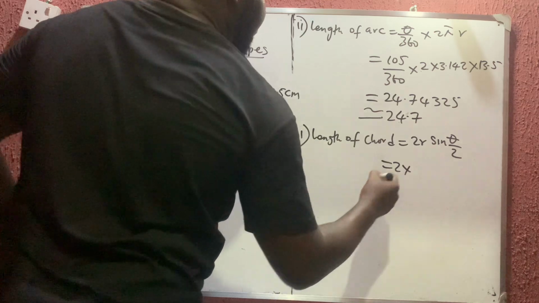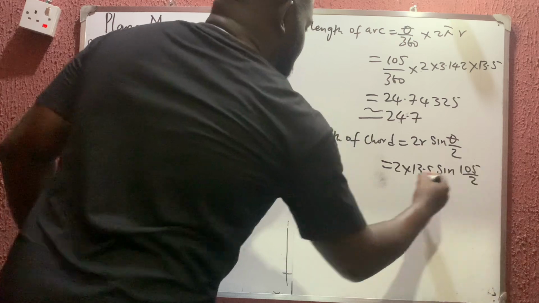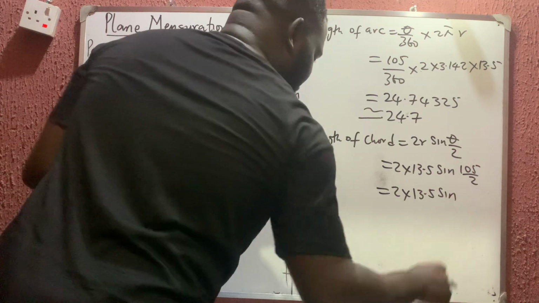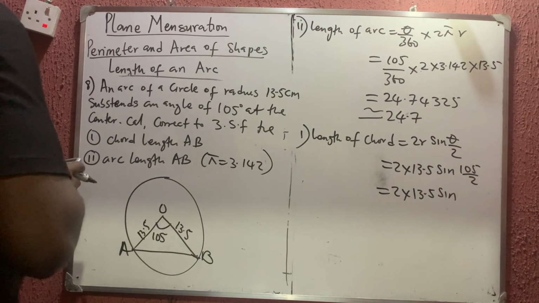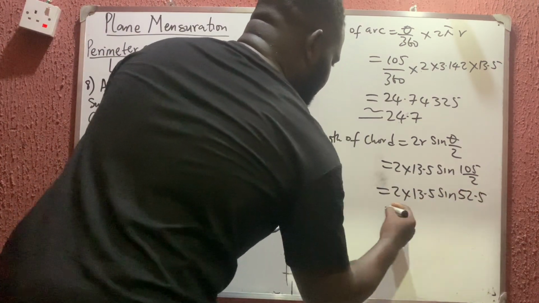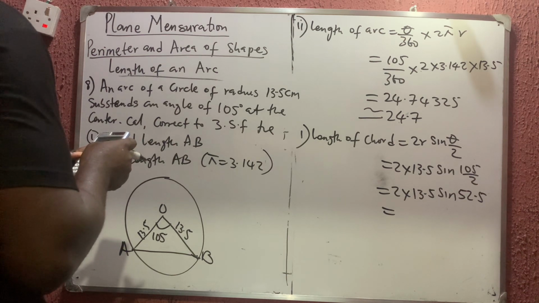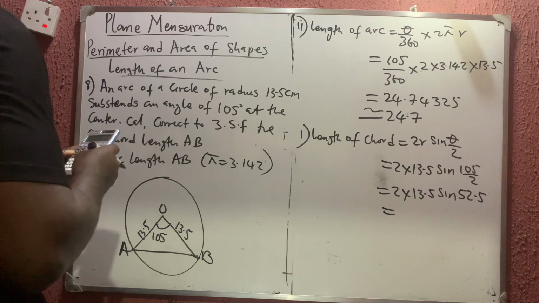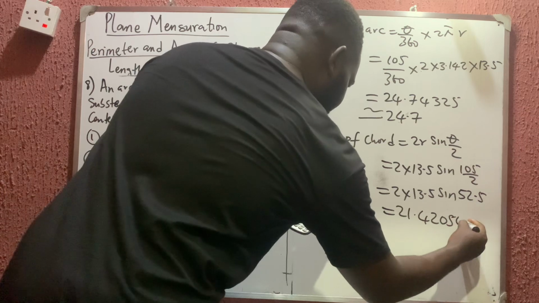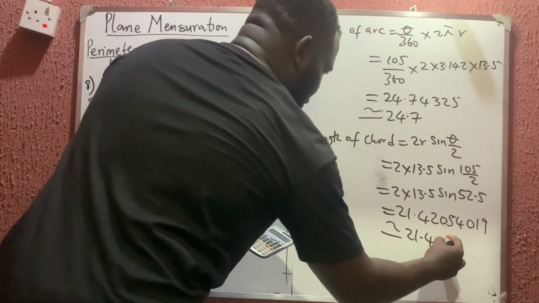Which is 2 times my r, which is 13.5, then sine of 105 divided by 2. So what do you have? That is 2 times 13.5 sine of 105 divided by 2, which is 52.5. So let's do that: 2 times 13.5 sine 52.5. I'm having 21.4205419. So approximating to three significant figures, 21.4 cm.